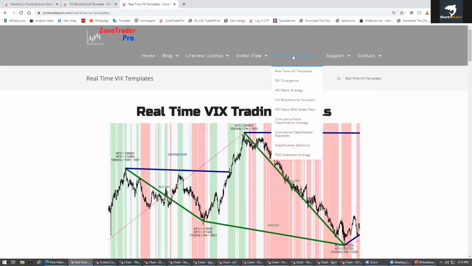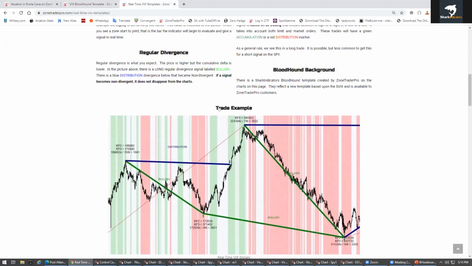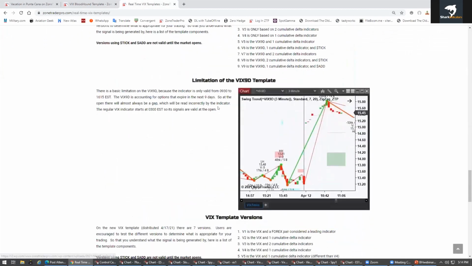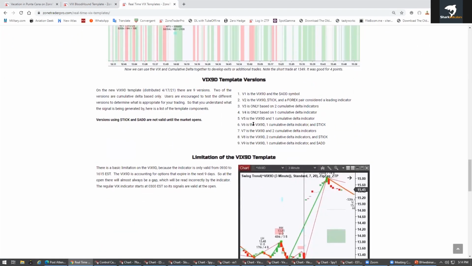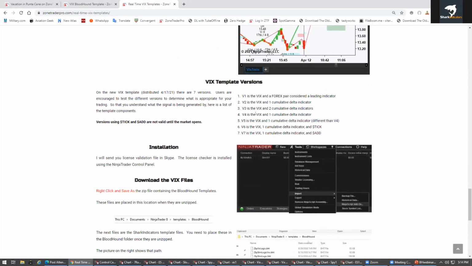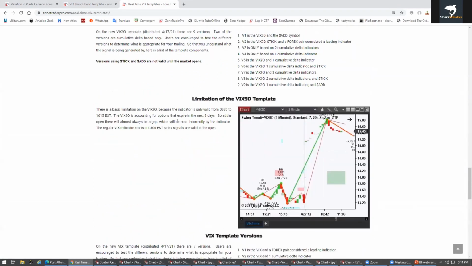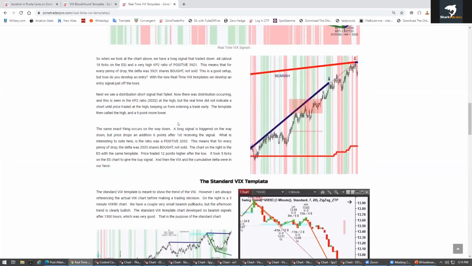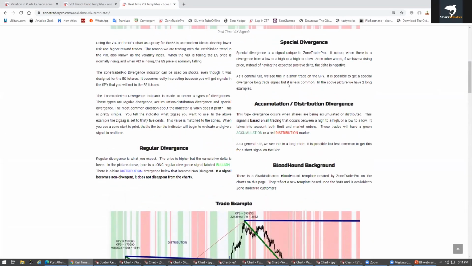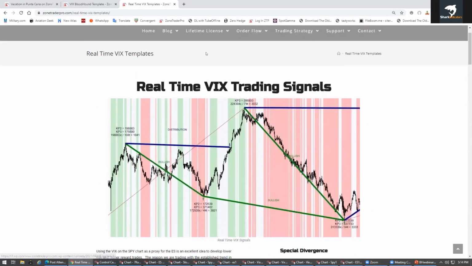I have another page under the trading strategy under real-time VIX templates. And this is where I'm telling you what each template is doing. So there's a lot of information here that you can get from the strategy page. So Jeff, Kinetic is my data provider.